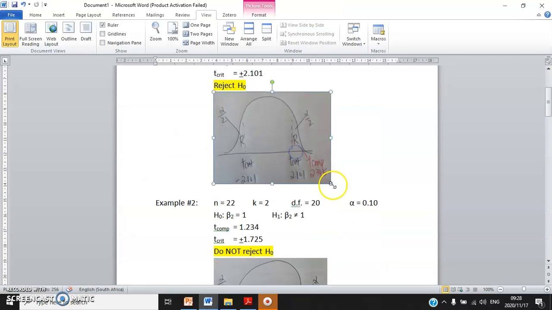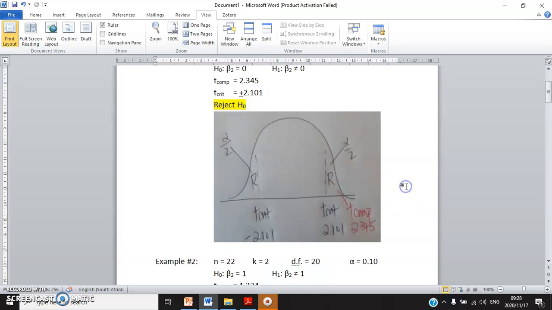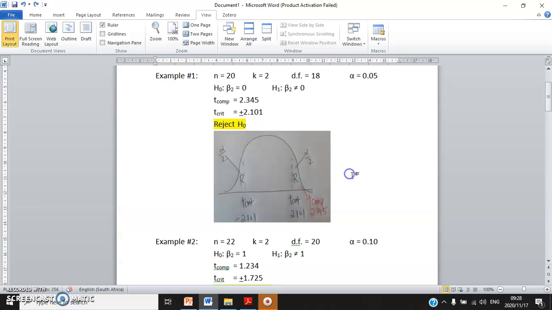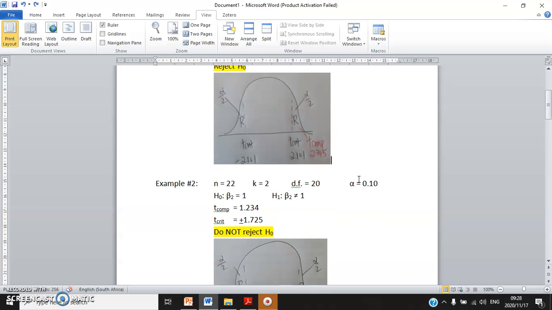Okay, and then if we look at the graphical sketch, the 2 rejection regions, half of the alpha each, critical t-stat plus or minus 2.101, but computed t-stat 2.345. So since the computed t-stat is greater than both critical t-stats, we reject the null hypothesis for this one. Okay, I hope you are happy with the first one.